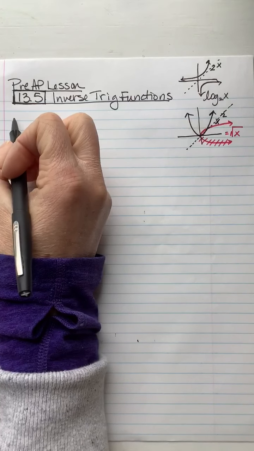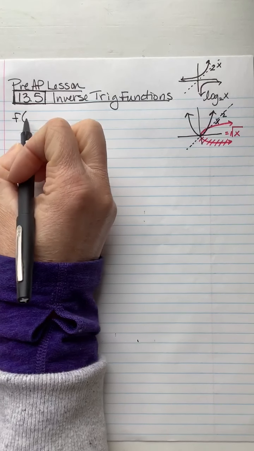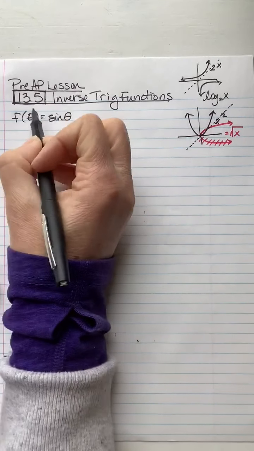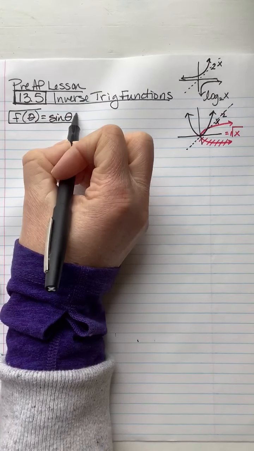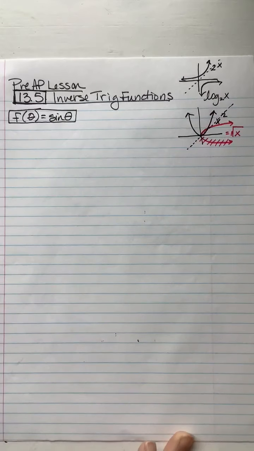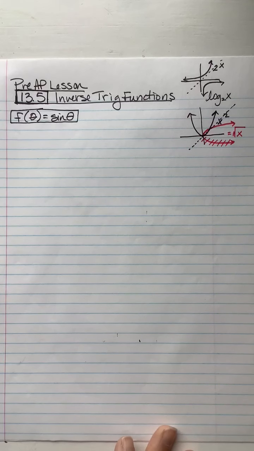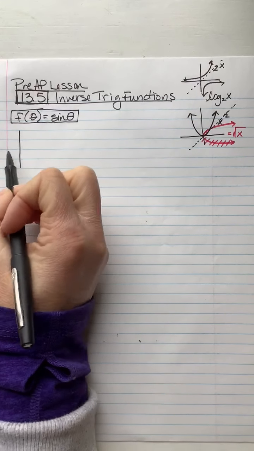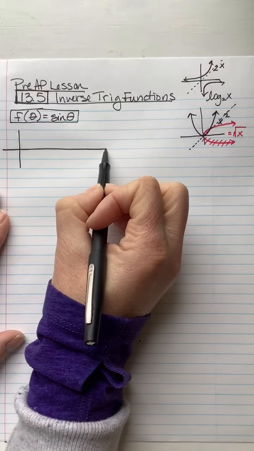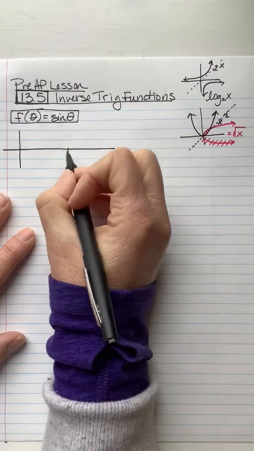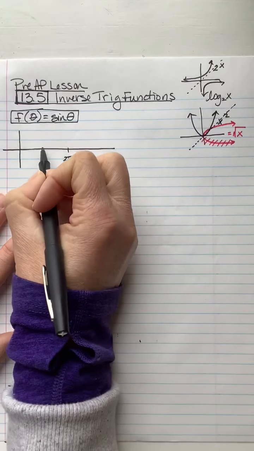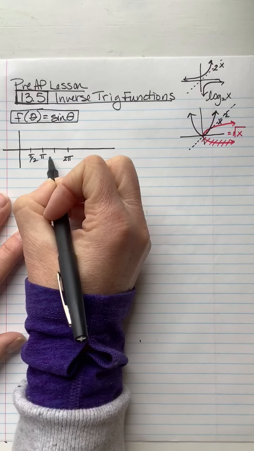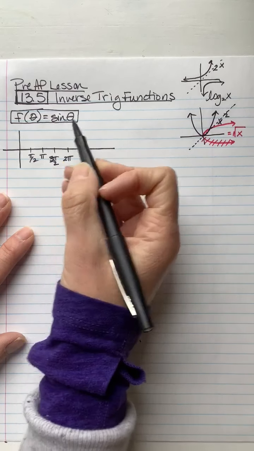So I'm going to start with f of theta is sine of theta. Let's start with the parent, and then let's see what happens when we invert things. We've been working on these for a couple days, so I'm just going to make a small sketch, pretty quick. So there's my 2 pi, pi over 2, 3 pi over 2.